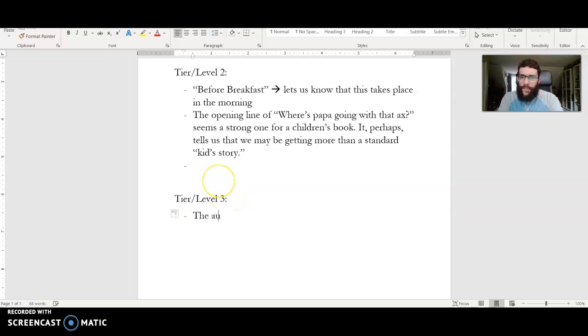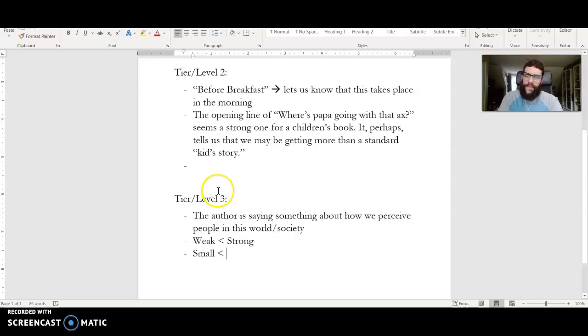The author, sorry about that, is saying something about how we perceive people in this world, I think society. Weak is not as good as strong. Small is not as good as large.